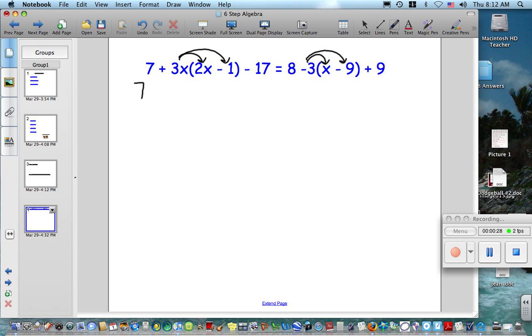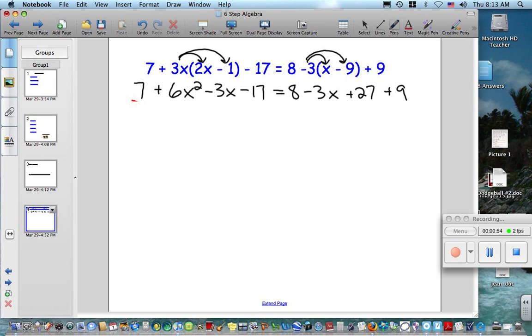So it's going to look like this. You bring down the 7, you go 3x times 2x, which is 6x squared. 3x times negative 1, which is negative 3x. And bring down the minus 17 equals, on the right-hand side of the equal sign, 8. Negative 3 times x, which is negative 3x. And negative 3 times negative 9, which is positive 27. And then bring down the 9.